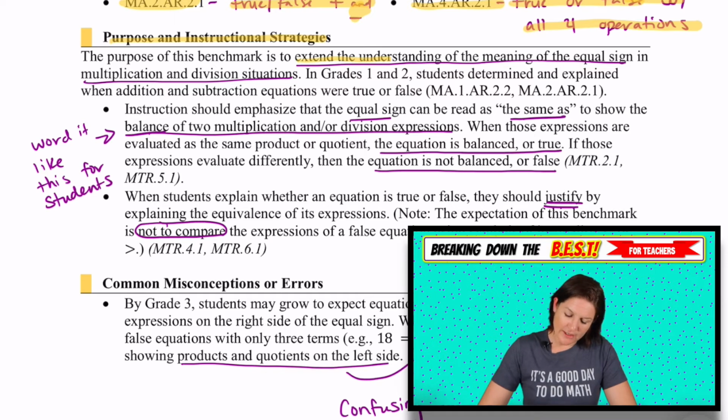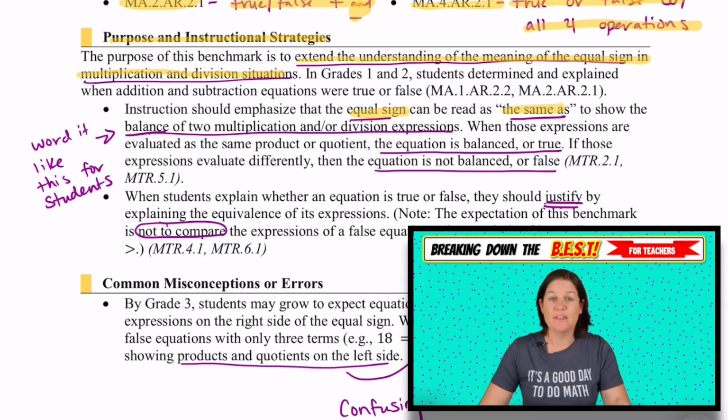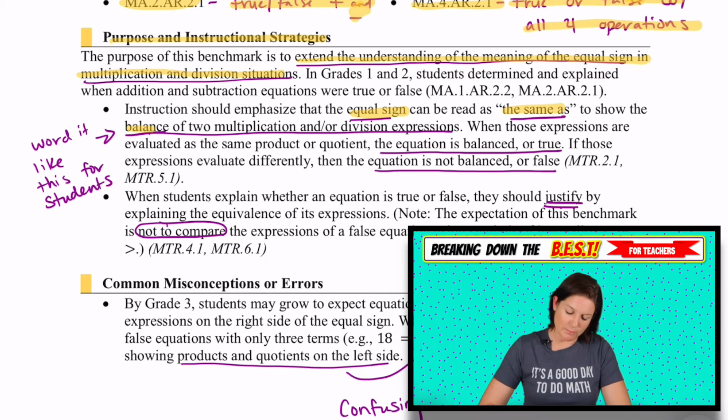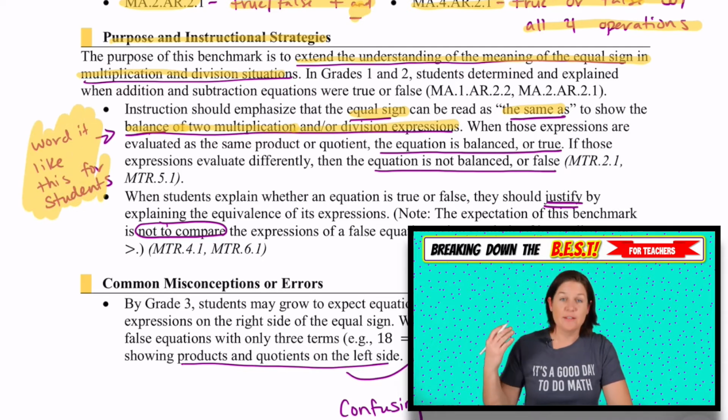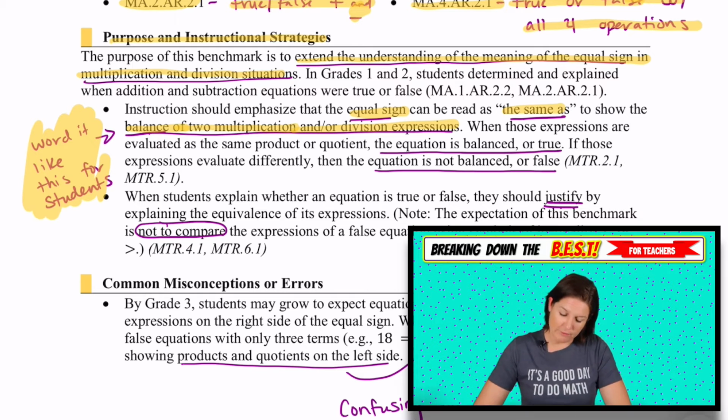All right, for this section, the purpose and instructional strategies, some things that popped out at me were that we are extending the understanding of the meaning of the equal sign in multiplication and division equations. Teaching students that the equal sign can be read as "the same as" to show the balance of 2 multiplication and/or division expressions. And we should be wording it like this for students, talking about that word balance, talking about it being the same as. If the equation is balanced, it's true, and if it's not balanced, then it is false.